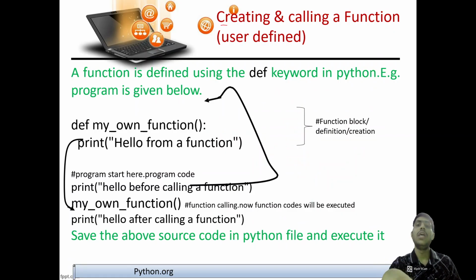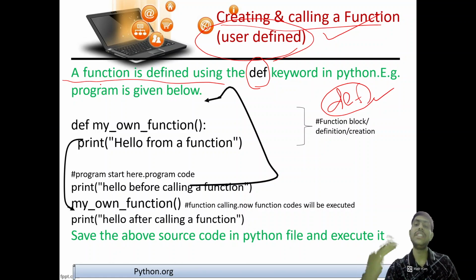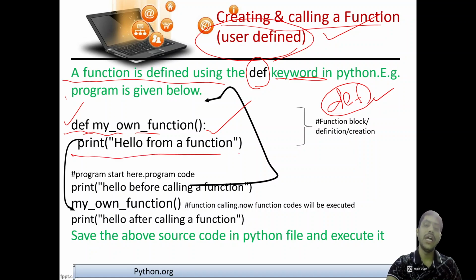So how can we create and call a function? User defined function is a function defined using the def keyword. Which keyword? The function starts when we start defining, here: def, this is a keyword in Python. You can see here def my_own_function, print hello from a function. It is called the function block.